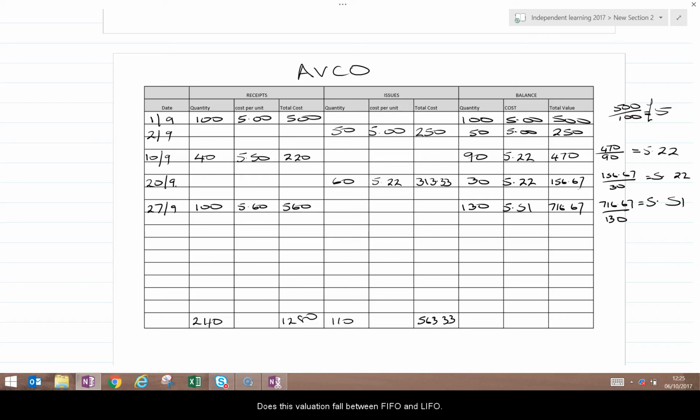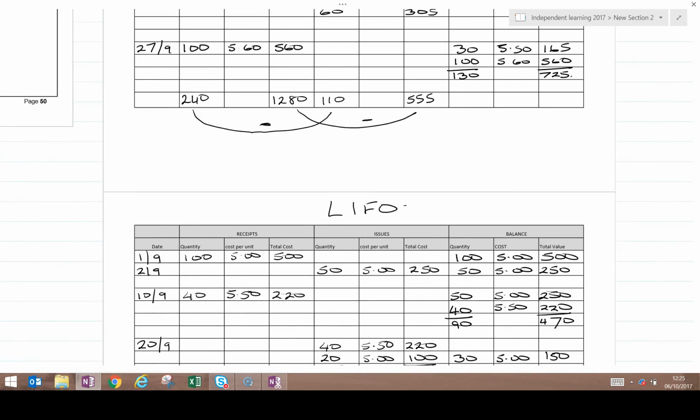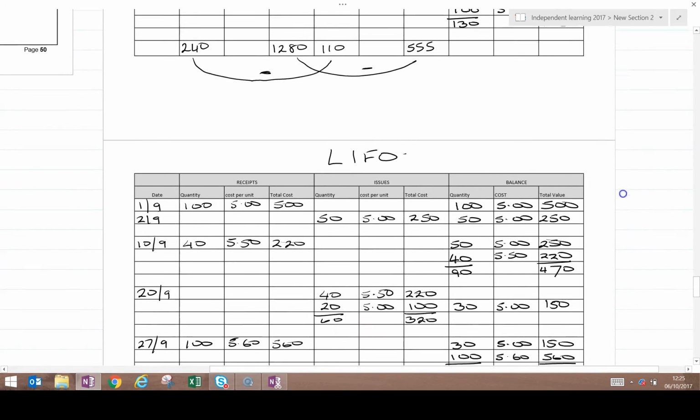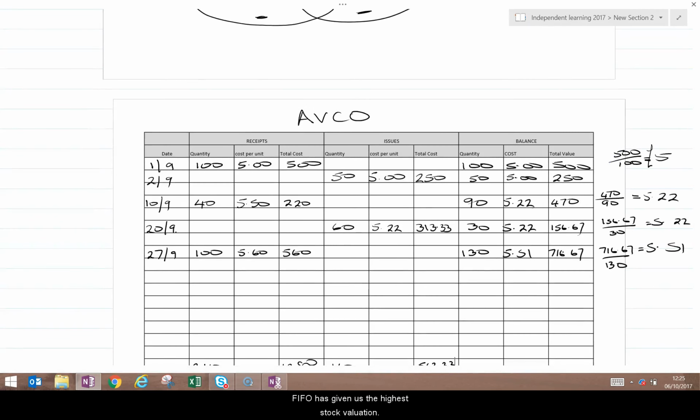So does this valuation fall between Fifo and Lifo? So let's go back. 725, 710, 716. So yep, Fifo has given us the highest stock valuation, then Avco, then Lifo, which is what we would expect in times of rising prices. So those are the three methods. You do need to be able to write up these stores ledger cards, or you may see them referred to as stock cards. So you need to get familiar with these methods.